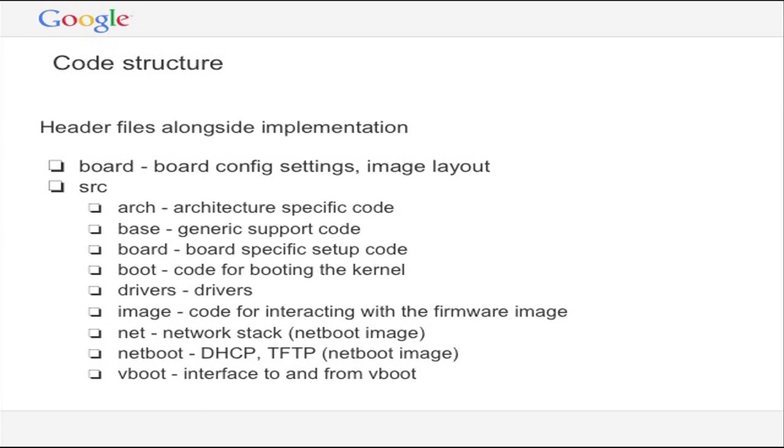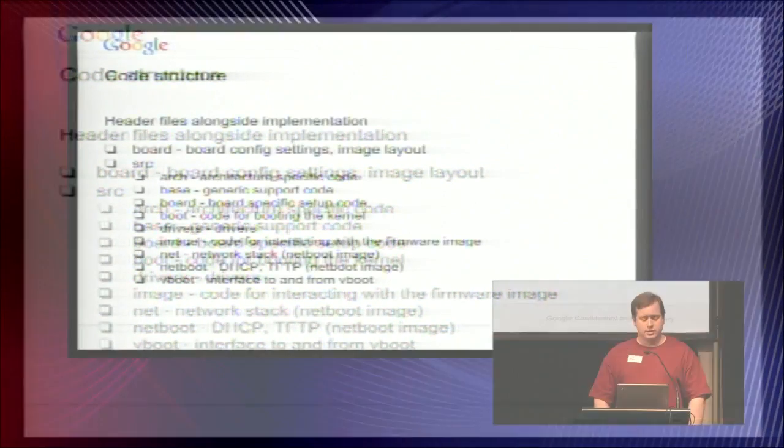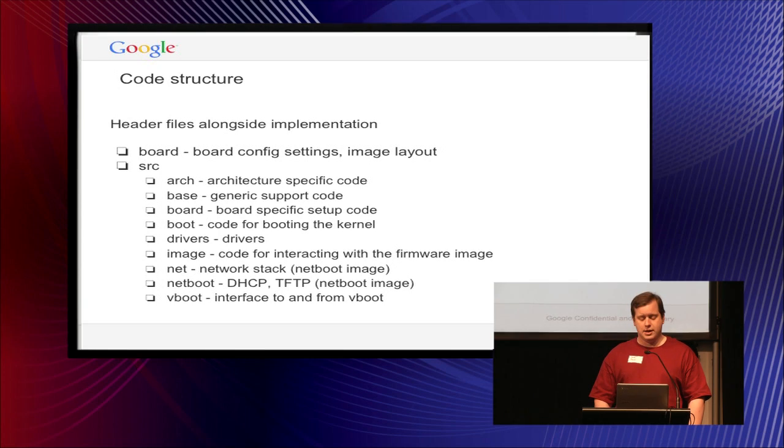To find those pieces, the image is laid out by the fmap.dts. There's net, which is a network stack, a modified version of UIP, which is used for network booting, which we use in our factory process. There's a netboot directory, which has the implementation of TFTP boot. And then there's the vboot directory, which is where the code is that calls into vboot and then receives calls back from vboot and distributes them to the other parts of the payload.